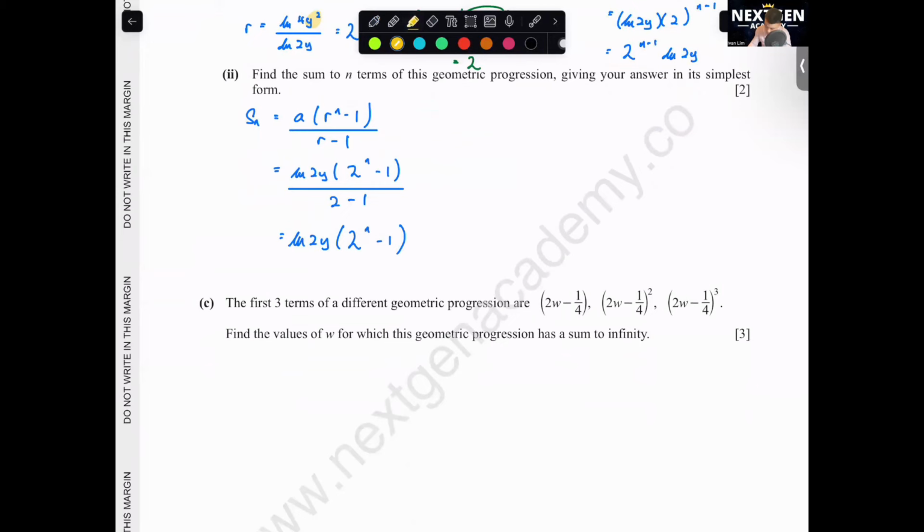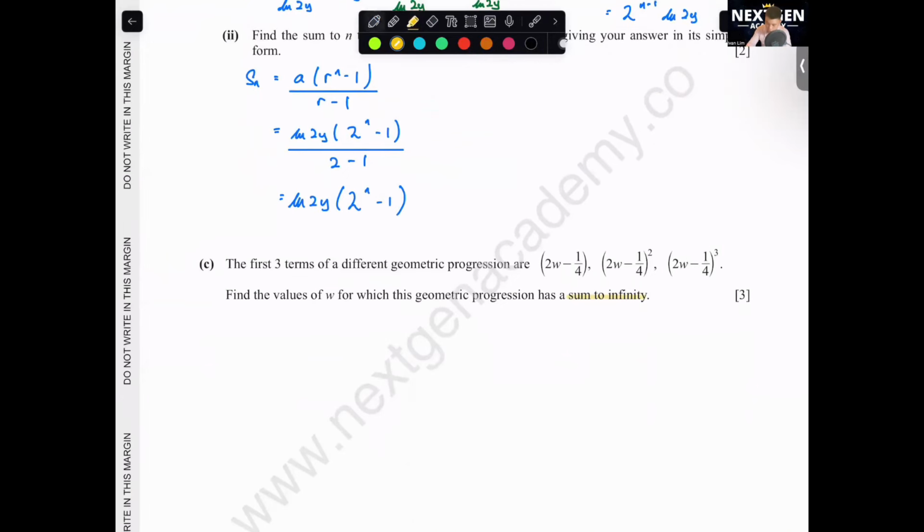Okay, this is the criteria for a sum to infinity. You go back to the formula sheet, they wrote this down, sum to infinity, criteria is this one, modulus r is less than 1. So to solve this, we want to write this out. Okay, -1 is less than r, less than 1. We need to just find the r value.